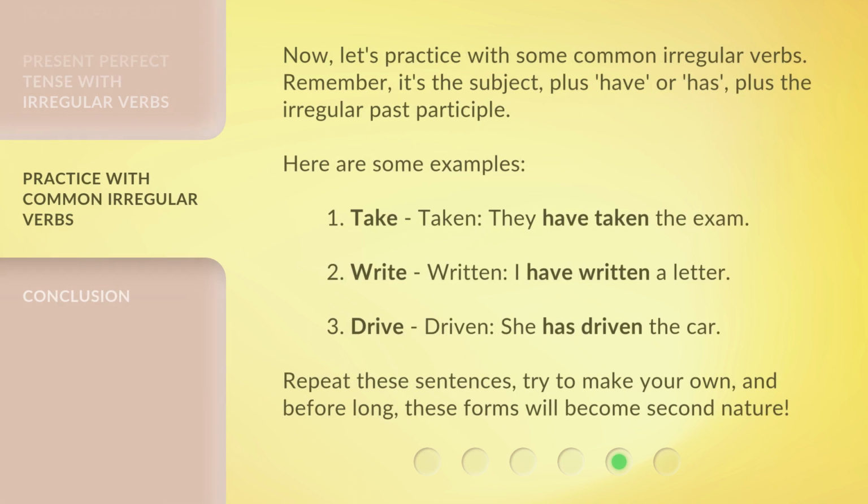Now, let's practice with some common irregular verbs. Remember, it's the subject, plus have or has, plus the irregular past participle. Here are some examples. 1. Take, taken. They have taken the exam. 2. Write, written. I have written a letter. 3. Drive, driven. She has driven the car. Repeat these sentences, try to make your own, and before long, these forms will become second nature.